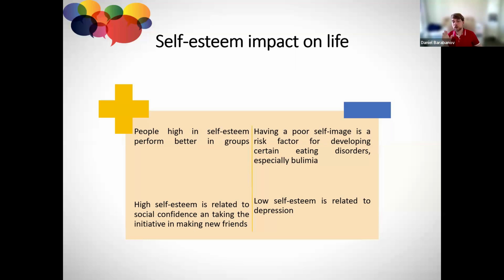On the other hand, having low self-esteem and poor self-image is a risk factor for developing eating disorders, not alcohol and drug abuse, but eating disorders, for example, bulimia. And low self-esteem is related to depression. It is true. This is a correlation which is confirmed, right? Low self-esteem is actually one of the symptoms of depression. So this correlation shouldn't be surprising.